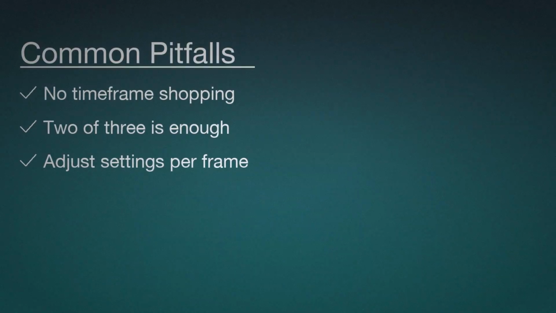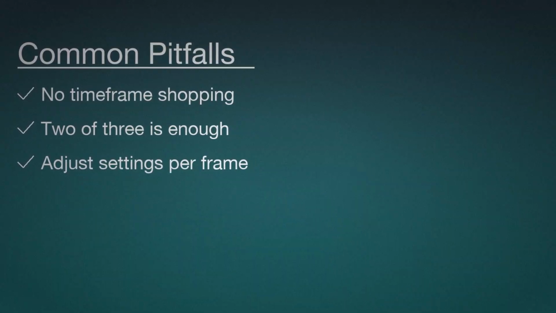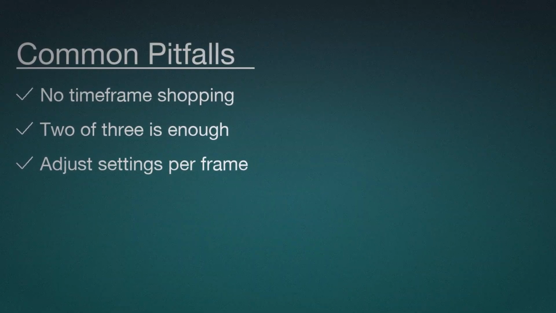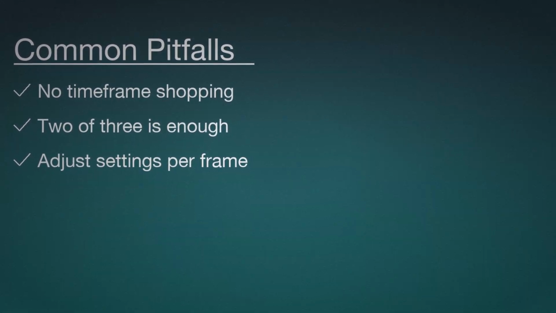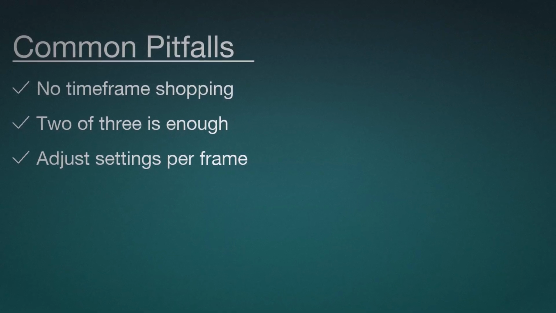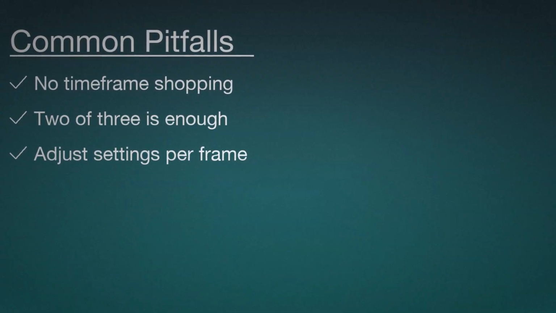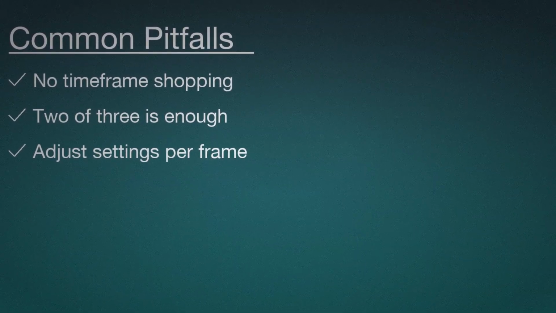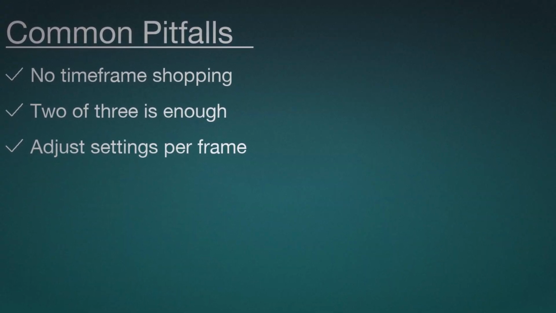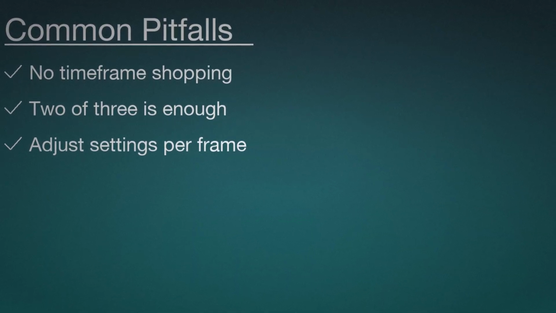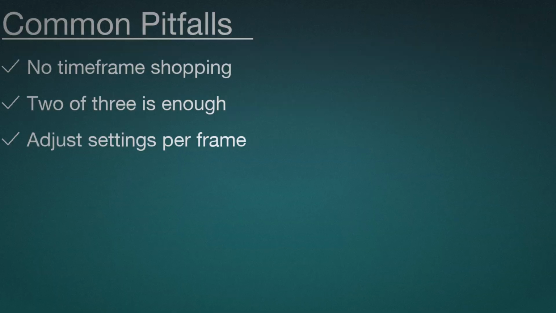3 pitfalls kill multi-timeframe traders. First, timeframe shopping, flipping charts until one agrees with the trade you already want to take. Pick your 3 timeframes before the session and do not deviate. Second, paralysis, demanding perfect alignment across 5 timeframes. You will never trade. 2 of 3 agreeing is usually enough. Third, mixing apples and oranges, applying the same indicator settings on every timeframe without adjusting for the underlying period. A 14-period RSI on the weekly is a fundamentally different beast than on the 5-minute.